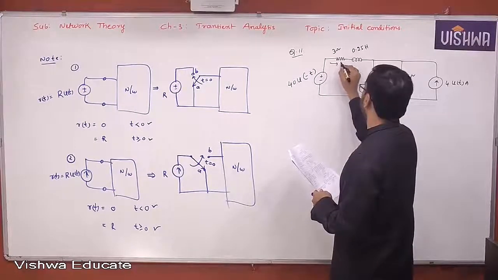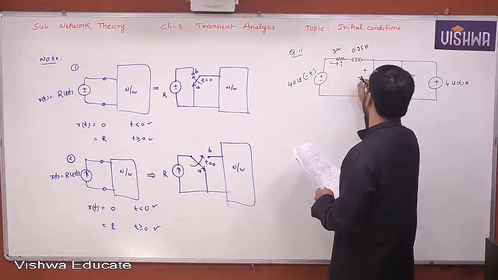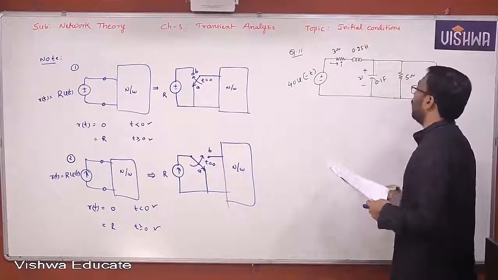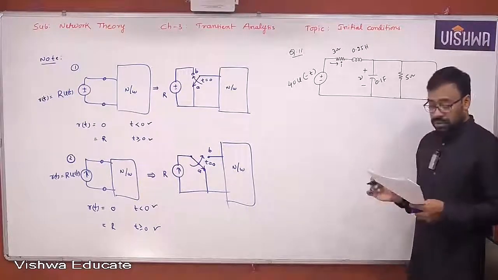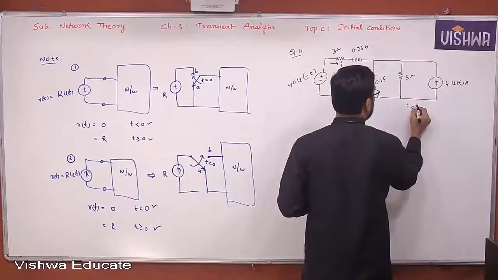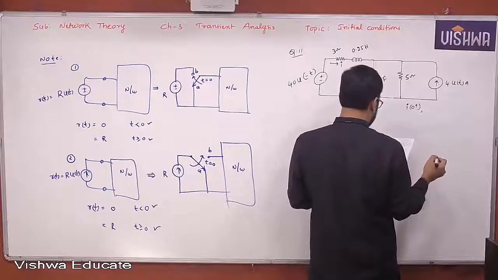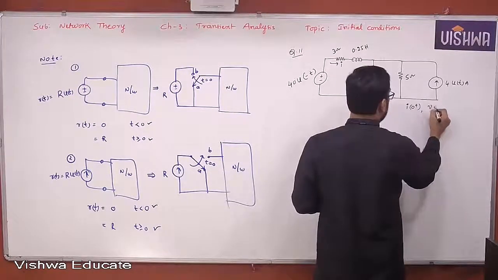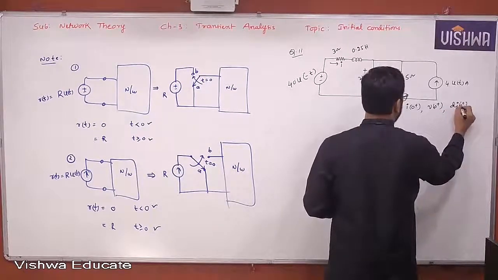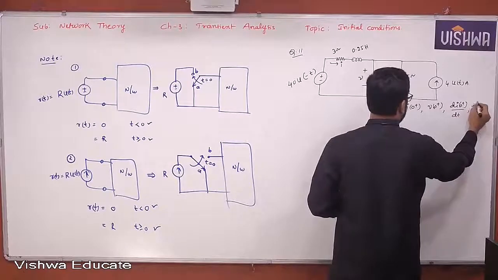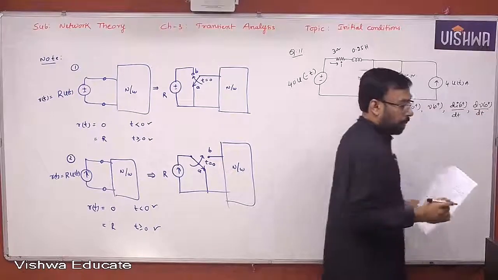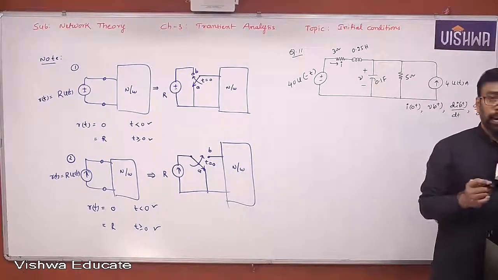This is I, this is V. Now, here it is asked to find I of 0 plus, V of 0 plus, di of 0 plus by dt, dv of 0 plus by dt.